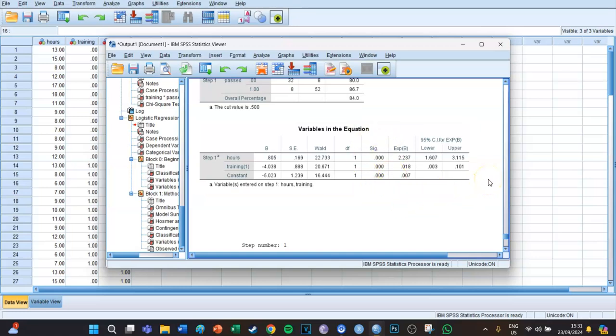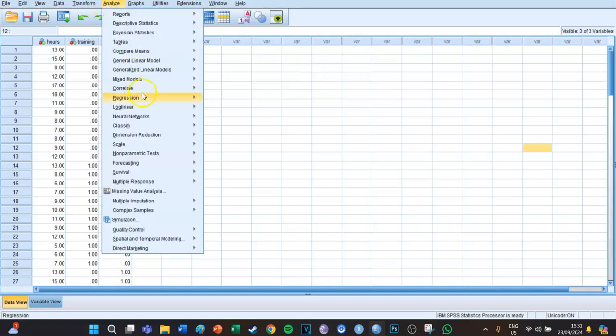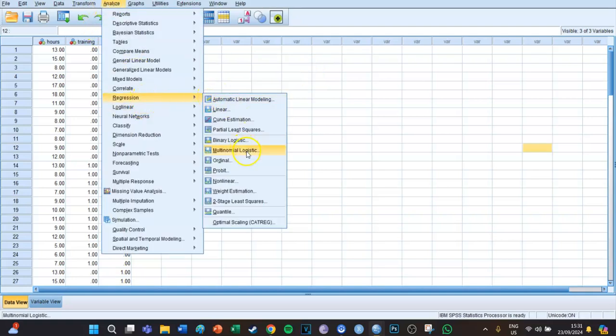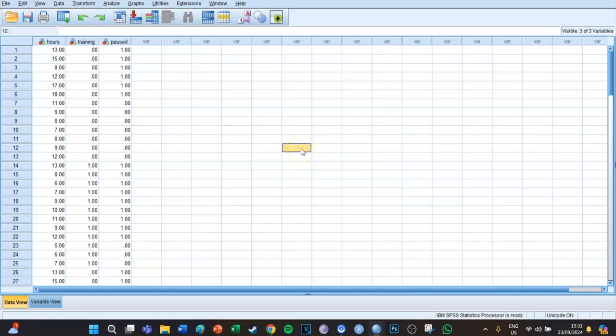So that's the video of today. This is how binary logistic regression works. For the next episode, I'll discuss what is it called again? Multinomial logistic regression. But for now, this is going to be it.